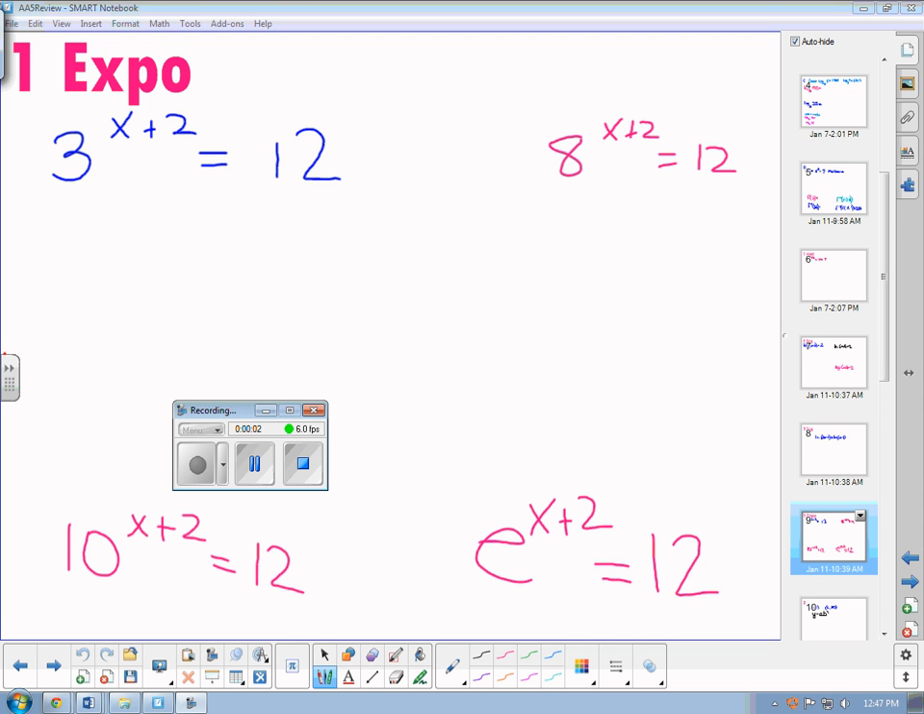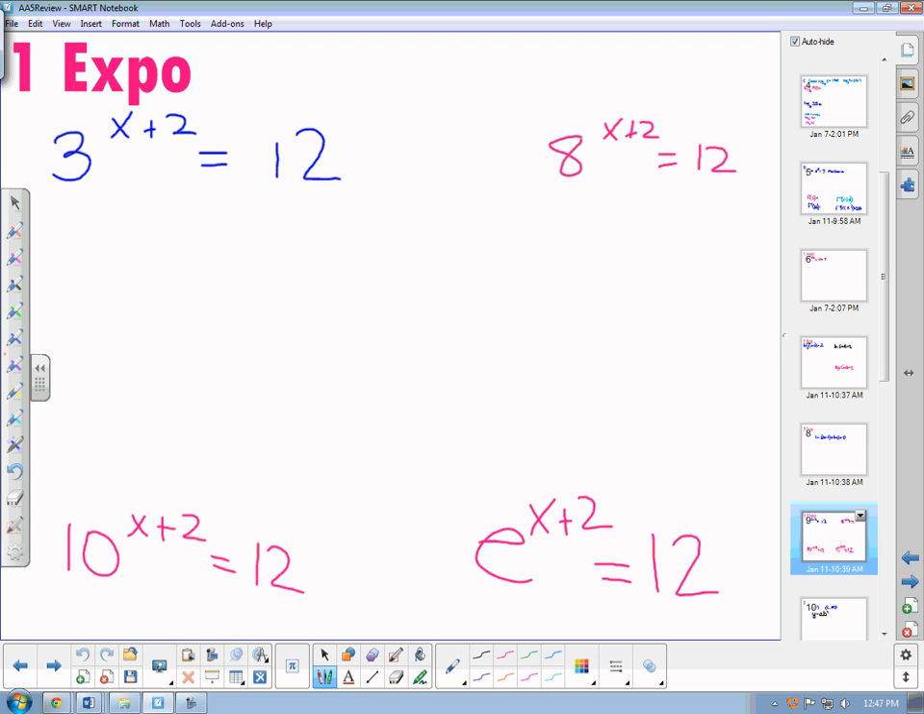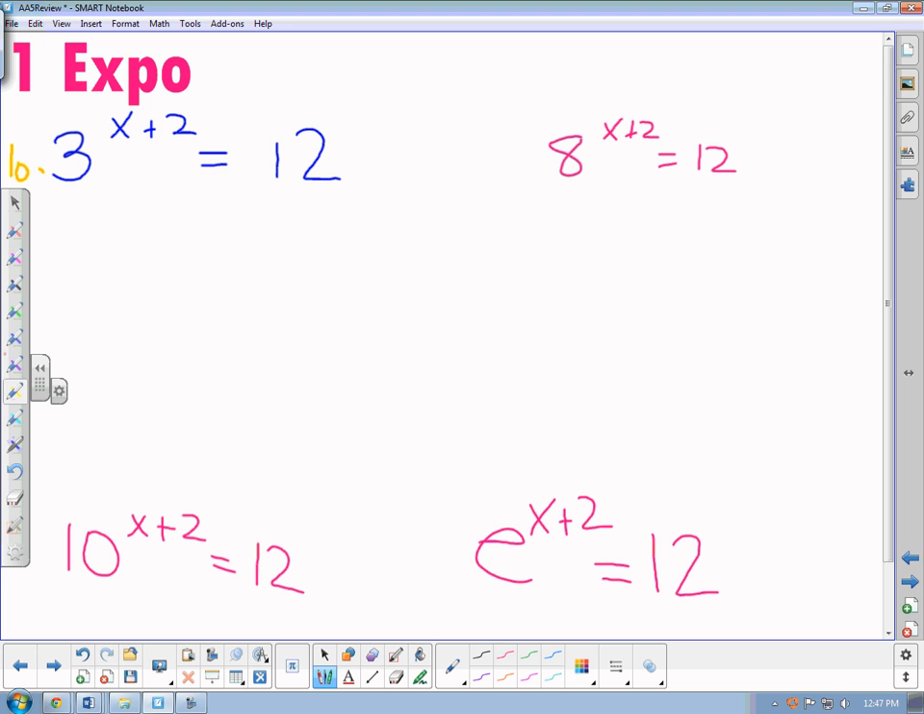All right, so solving exponential equations is the next part of the review that we didn't cover yet. In order to solve these, because the variable is in the exponent, to get that variable out of the exponent, we have to get rid of the base first, here with 3 to the x plus 2 equals 12. So in order to get rid of the base of 3, we have to do the inverse of that, which is log base 3 to both sides.